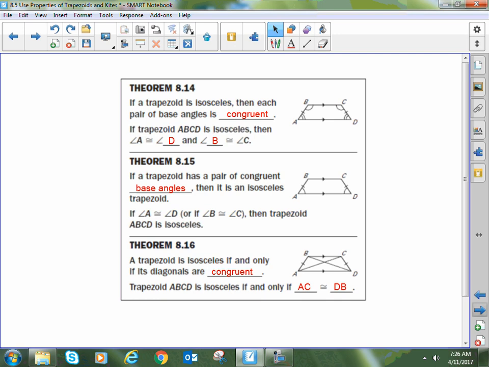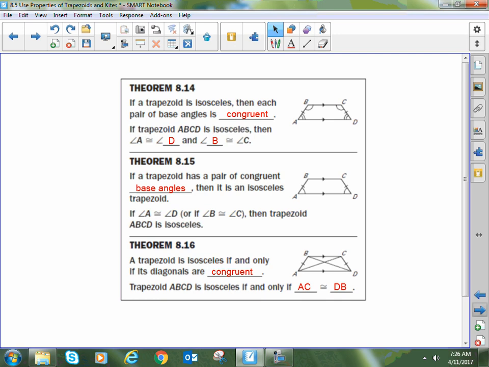Because the legs are congruent to each other, the base angles will be congruent to each other, just like they are in an isosceles triangle. So angle B and C are the same because they're base angles from the same side at the same base. And same thing with A and D, they would be congruent to each other.